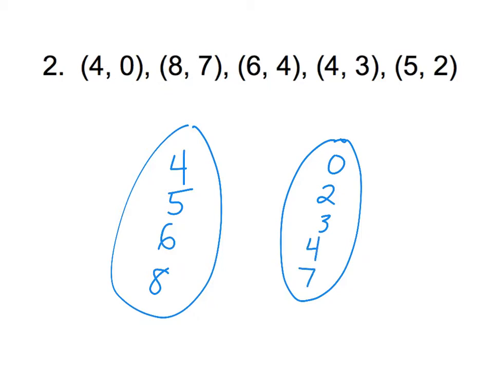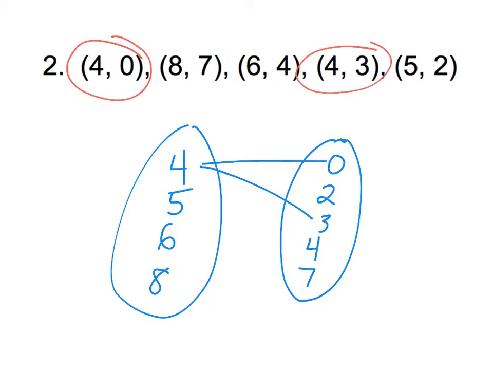What do you guys think? Is it a function? Yeah. Haley, you're shaking your head no. Why not? Because 4 has 2 outputs. What are the outputs for 4? 0 and 3. Right, so 4 ends up going 2 different places. So the other ones are okay, but because 4 goes 2 places, and you see it here, 4 goes to 0 and 4 goes to 3, it is not a function.